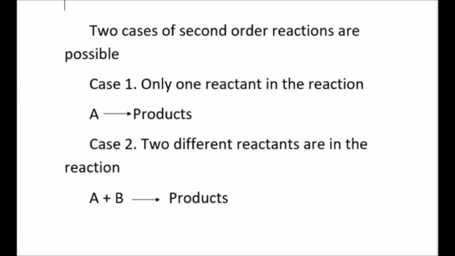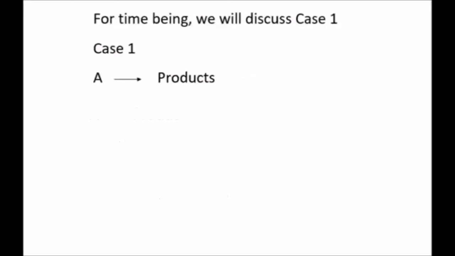Two cases of second order reactions are possible. Case 1, only one reactant in the reaction, that is A gives products. Case 2, two different reactants are in the reaction, that means A plus B gives products. First, we will consider only the case 1, that is A gives products, only one reactant.